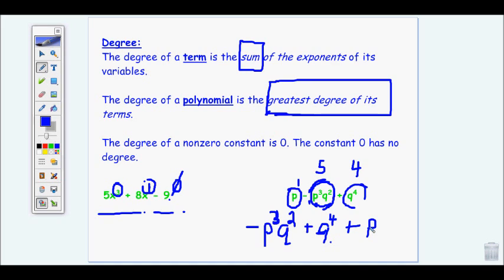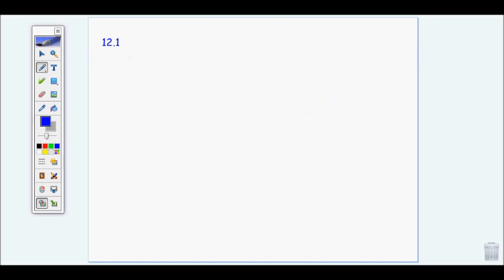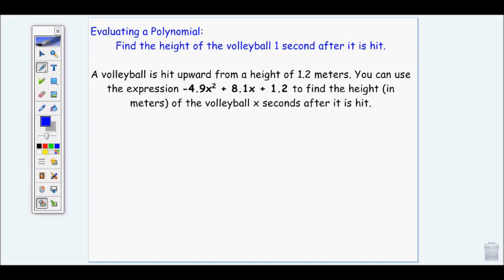Now, the degree of the polynomial is 5, because that was the biggest one. Moving along. Sorry, the pages keep turning too fast.